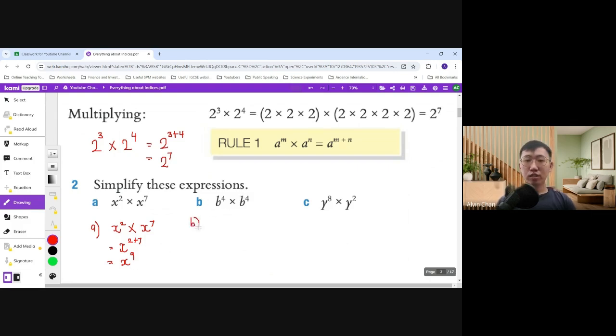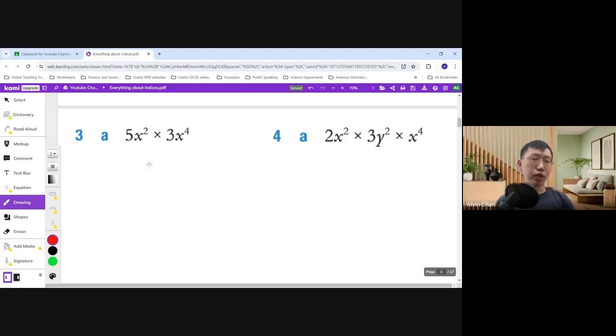So let's do question B. Your base is b. Okay. Then I am going to add these powers together. So 4 plus 4. Straight away, I'm going to get b to the power of 8. Right, one more time and one last time. So y to the power of 8 multiplied by y squared. You're going to get the powers adding together, and you will get the final answer to be y to the power of 10. Okay, so that's very simple.